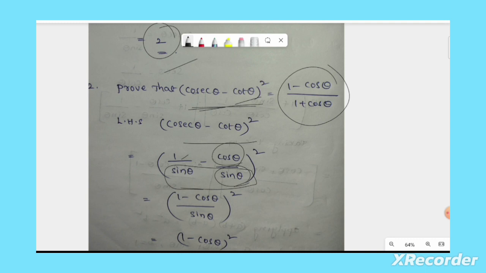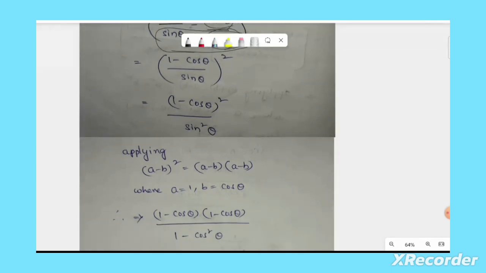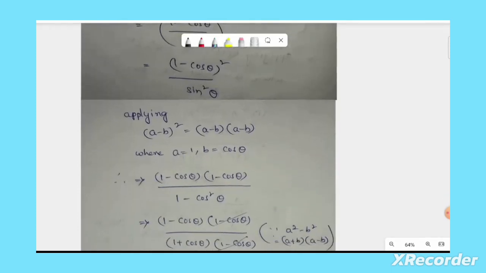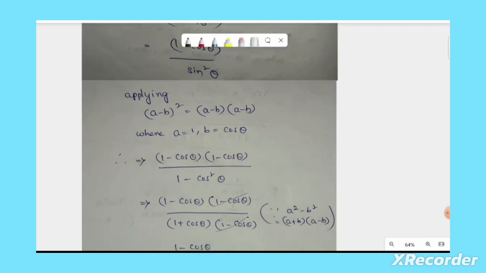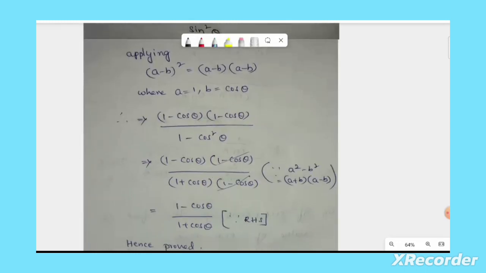So (1 minus cos theta by sin theta) whole square. Okay, now here what I am trying to do is apply the squares separately to the numerator as well as the denominator. So it will be 1 minus cos theta whole square, and under this we have sin square theta, right? So I'll try to write this sin square theta as 1 minus cos square theta. Okay, 1 minus cos square theta here.